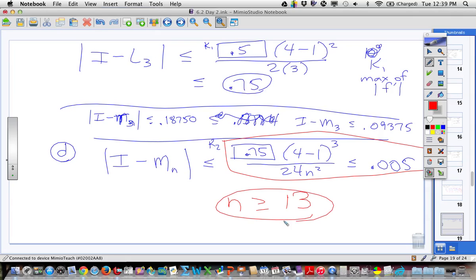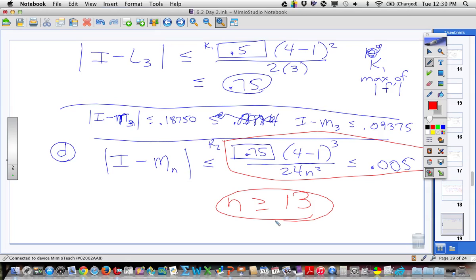13, right? Now, the question was, find a value of n that guarantees you'll be within 0.005. Well, you could say 20, right? Technically, that'd be correct. That would guarantee you'd be within 0.005.